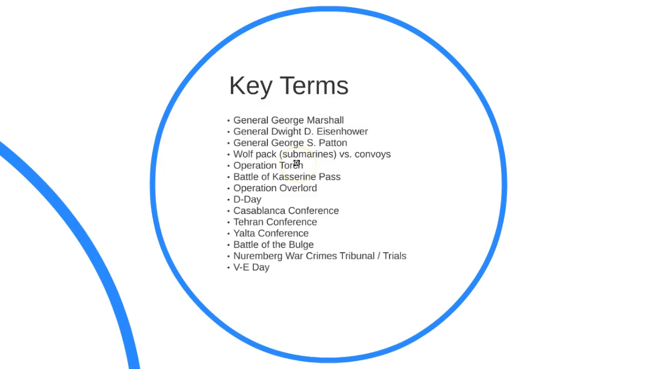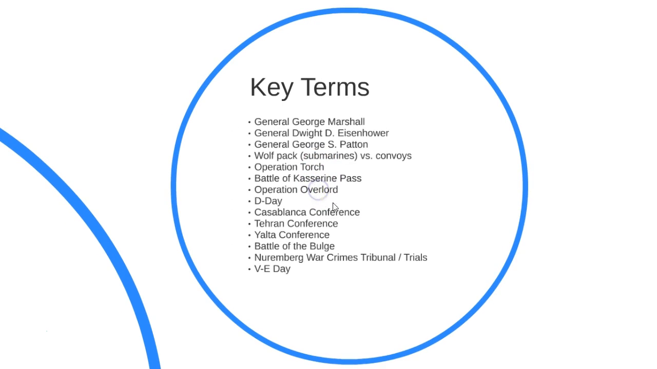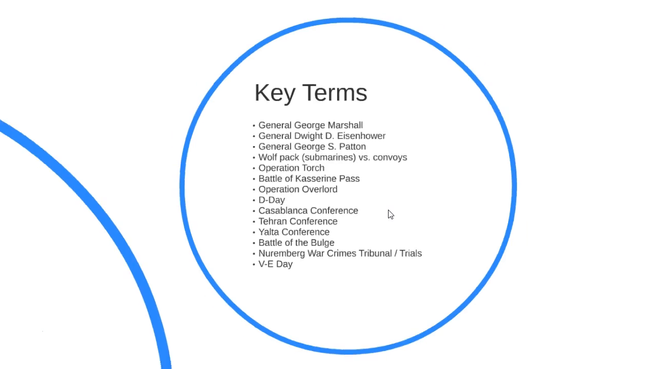Operation Torch, the invasion of North Africa. We have Operation Overlord here, which is the preparation for D-Day. We have three conferences that talked about different strategies, the Battle of the Bulge, and then at the end of the war we have the Nuremberg War Crimes Tribunals. We touched upon a little about that when we talked about the Holocaust. This was where the Germans responsible for those atrocities were tried and held accountable.